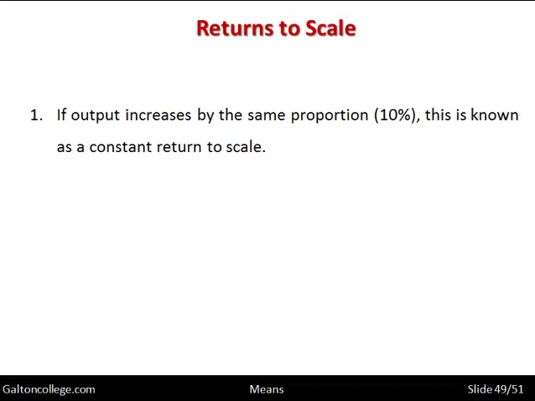If output increased by the same proportion, let's say 10%, it's known as a constant return to scale. So if a company grows by 10% and output grows by 10% as a consequence, it's a constant return to scale.